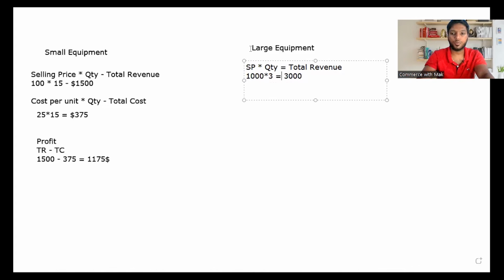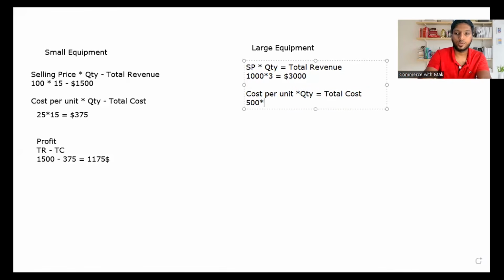And then I'm going to find the cost of production. So I know cost per unit into quantity will give me total cost. So when you are doing this sum, you should calculate this and keep it, then it's very easy for you to write the answer on your paper. Question number 4. So cost per unit is 500 into 3 units they are producing. So the cost is actually 1,500.